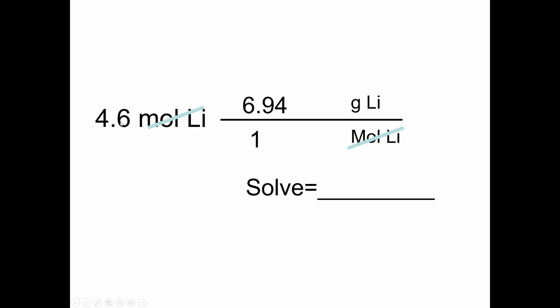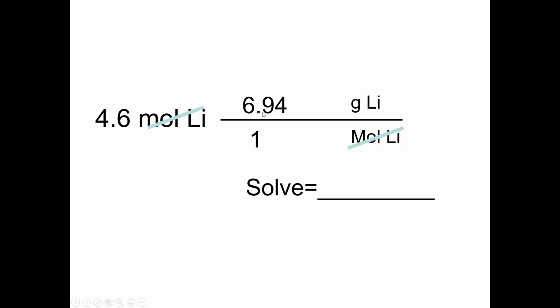So you have 4.6 moles of lithium, and so your front unit, when you divide, is going to cancel your bottom unit. So moles goes away, which is what I wanted. And then I'm going to take my 4.6 and I'm going to multiply by the top number and then divide by the bottom number.